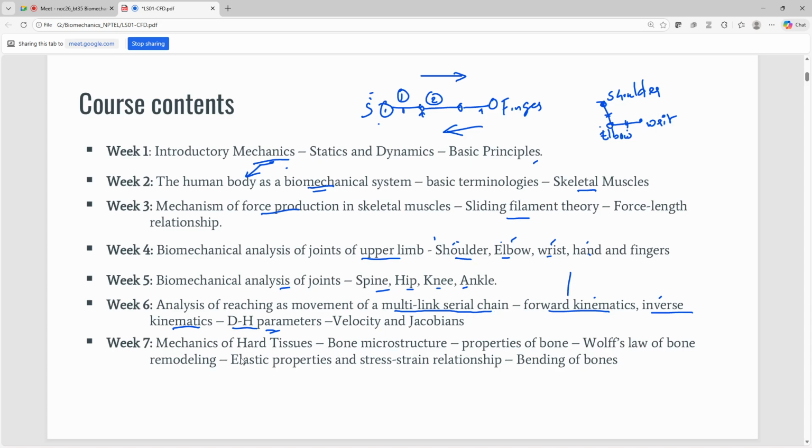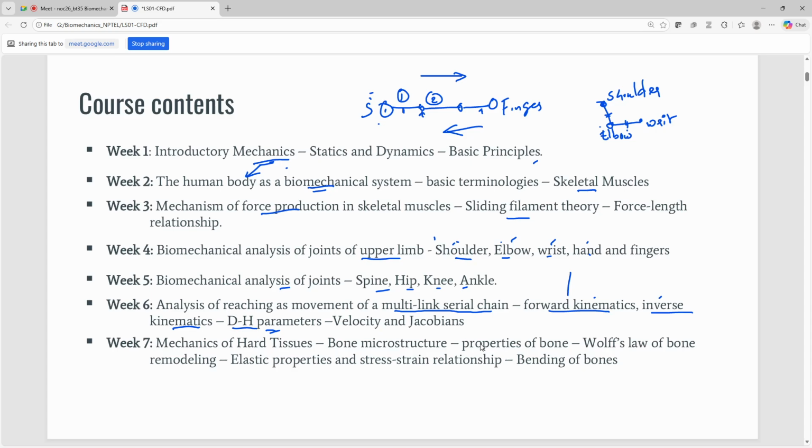And then moving on to week 7, that is mechanics of hard tissue, where in the human body the links, as we call them in mechanical engineering, are bones. The bones are the part of our body which gives proper structure to the body. So how the body is constructed, what is the structure of the bone, and how the bone is better than one particular mechanical link or piece of metal.